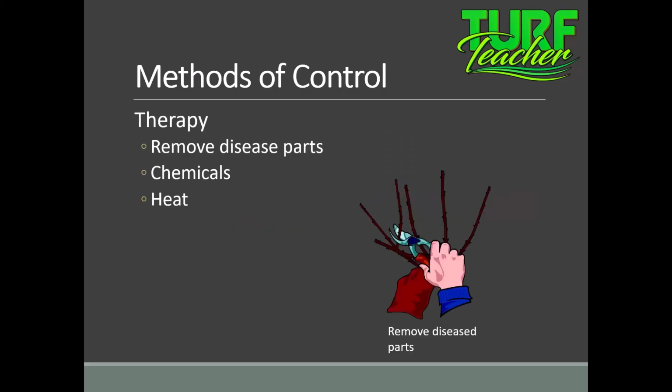Therapy: pruning out the dead or diseased parts of the plant, using the chemicals, and then even using heat treatment. I've never been lucky enough to actually see heat treatment. So if anybody has had any experience with that, please let us know. Just hadn't had the opportunity. And that's a good thing that we haven't had to go to that extreme. But of course, we've all used the chemicals and we've all gone in and pruned diseased dead parts of our plant material. And this is what the method of control is called, therapy.